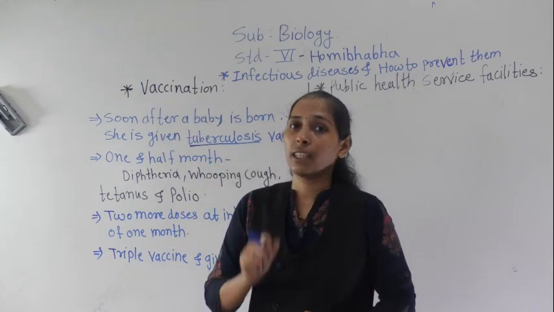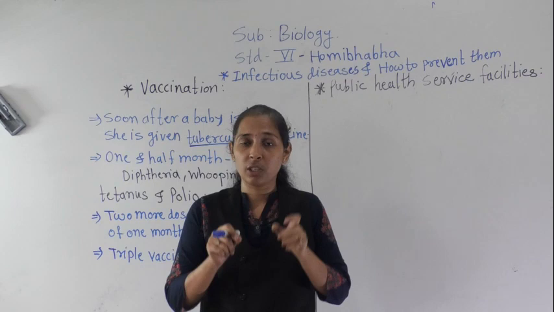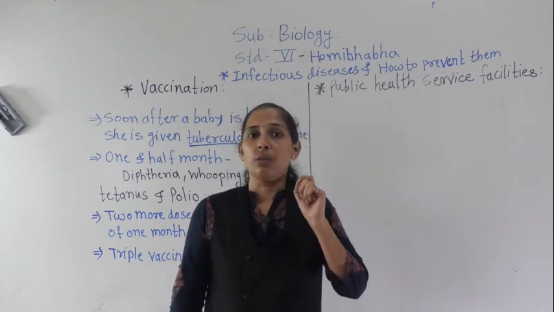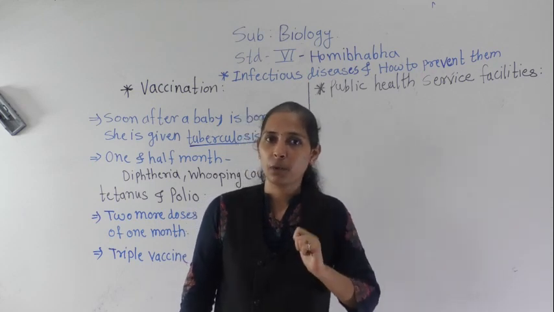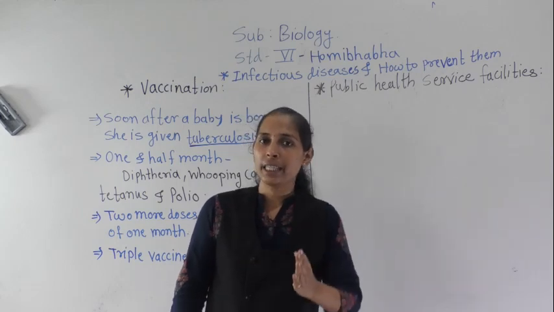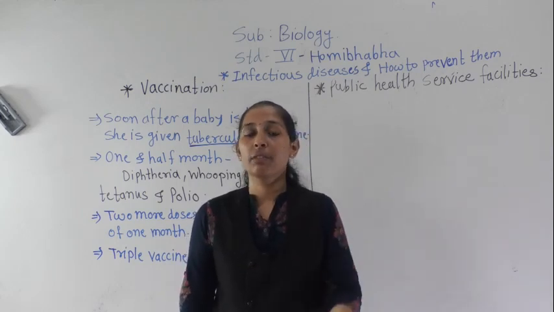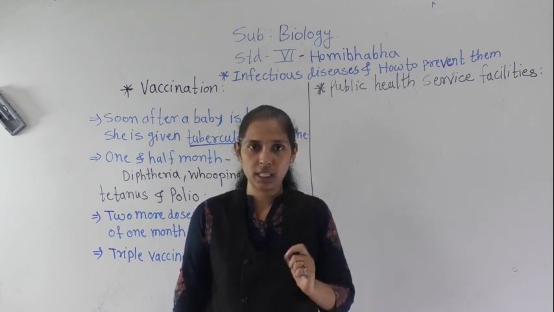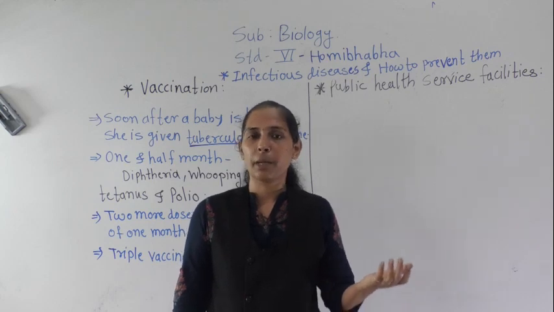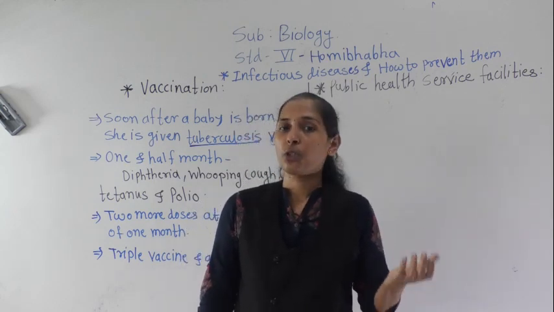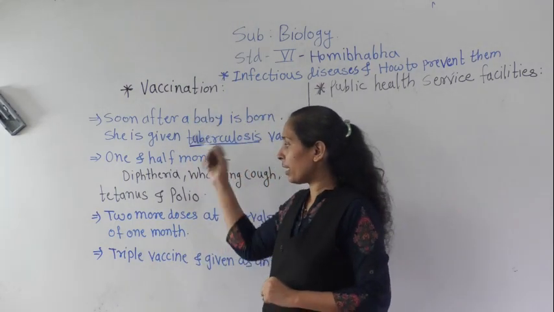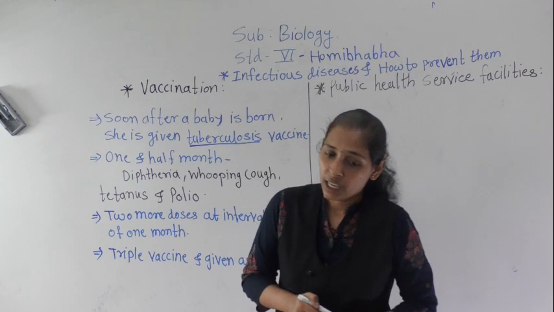So this is all about vaccination. Vaccine is nothing but one type of substance. It is a medicine in which partially dead germs are present. When it enters our body, our body kills those germs, and whenever the real germs of that disease enter our body, our body is already aware of which chemicals it has to produce to fight against those germs. So this is all about vaccines. There are different types of vaccines given to children.